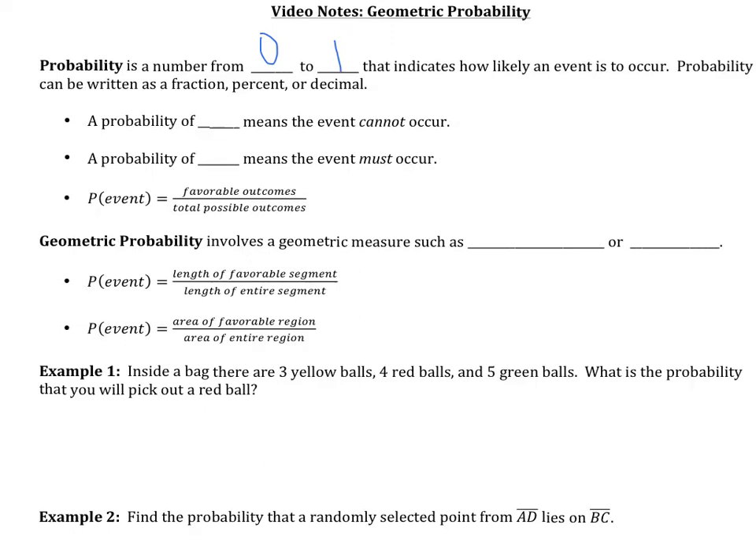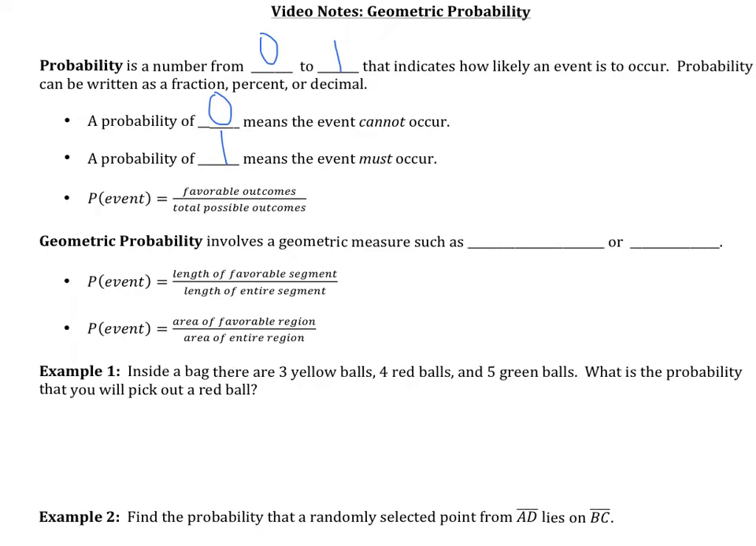Let's look at what it means if we have a probability of 0. It means that the event cannot occur. The likelihood of that event occurring is 0, which means it will never happen. On the other hand, if our probability is 1, this means that the event must occur. It will for sure happen. There's a 100% guarantee that that event will occur.